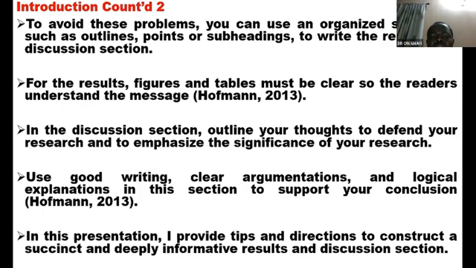Use good writing, clear argumentation, and logical explanation in this section to support your conclusion. So as you are giving the implication that the pH of 5 is acidic, it falls short of the WHO standard, and drinking it can cause nervous problems, you can now begin to say that for this water to be used for drinking purposes, there is need for it to be treated with lime. So you see that I have made the argument and taken it to a logical conclusion by even making a mild recommendation in the course of discussing it, that this water needs to be treated with lime.